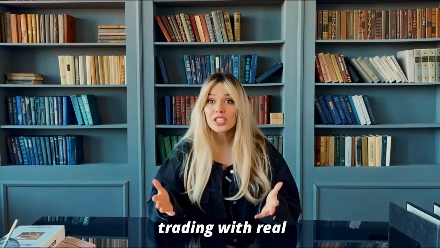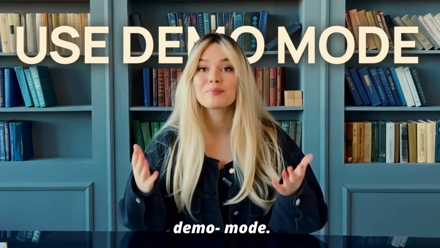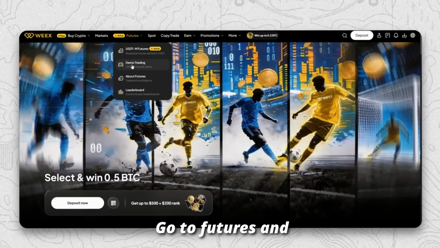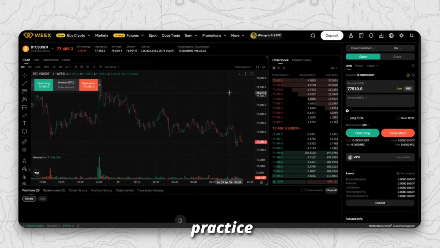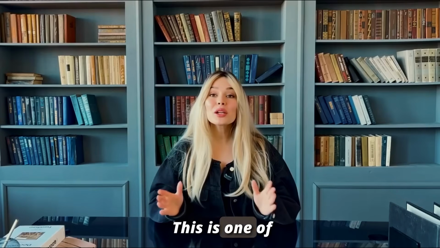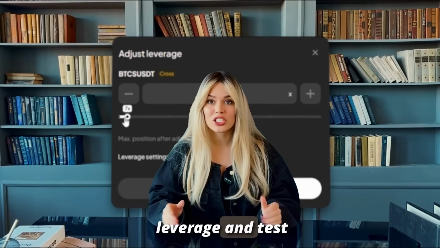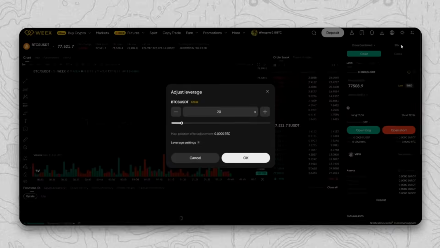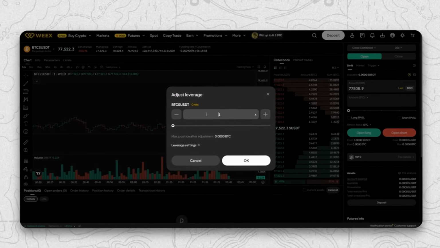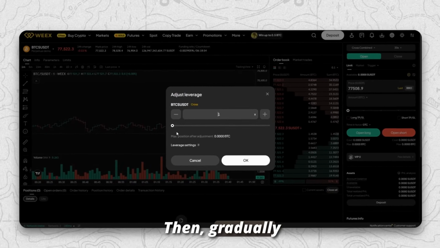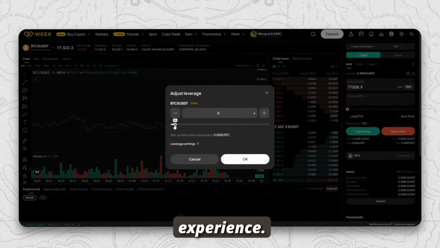Now, before trading with real funds, use demo mode. Go to futures and select demo trading. You can request demo balance and practice risk-free. This is one of the best ways to understand leverage and test your strategy. If you're coming from spot trading, start with low leverage, even 1x. Then gradually increase it as you gain experience.